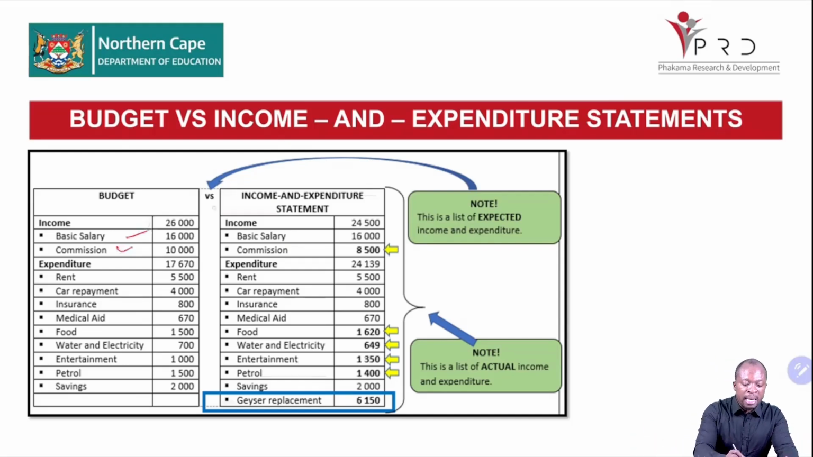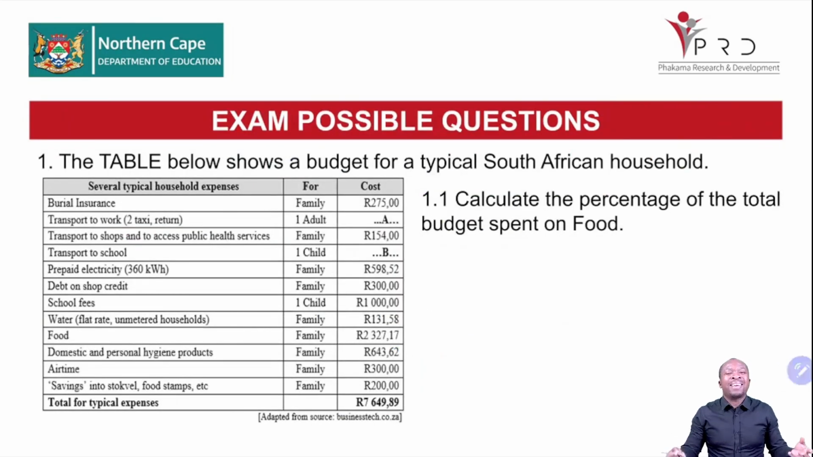So on the left side, we have our items that we are budgeting for, like rent, insurance, medical aid, and so on. Then the income and expenditure statement is actually how much did we spend on the various items. If you look, we said our commission was 10,000, but then in reality, we only got a commission of 8,500. So you can have the budget, but the income and expenditure statement will tell us exactly how much you got or how you spent the money. Let's look at some few example possible questions.